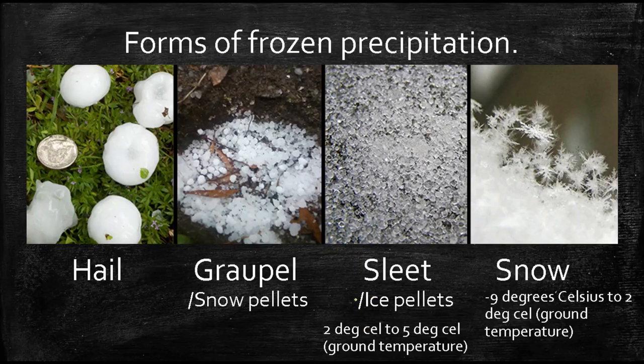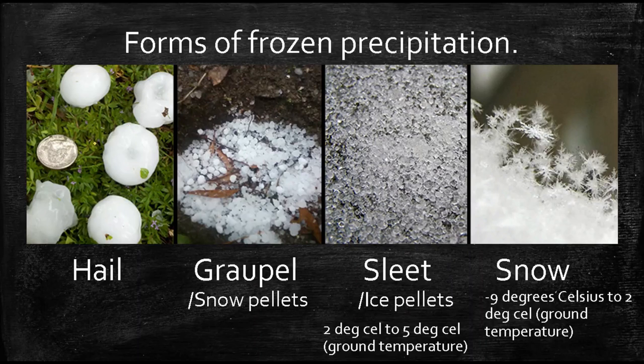When will we get sleet? When the ground level temperature is between 2 degrees Celsius to 5 degrees Celsius. Because at that point, some snowflakes will start melting and they will change their shape. And for snow, as we have seen, the ground level temperature should be minus 9 degrees Celsius to 2 degrees Celsius. The hail is formed mainly in the clouds.